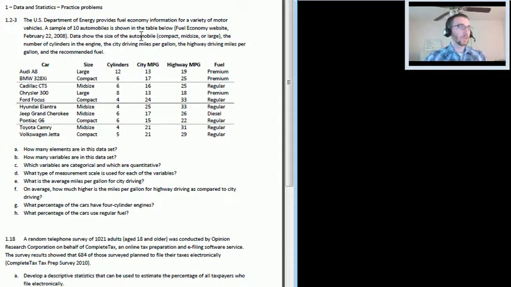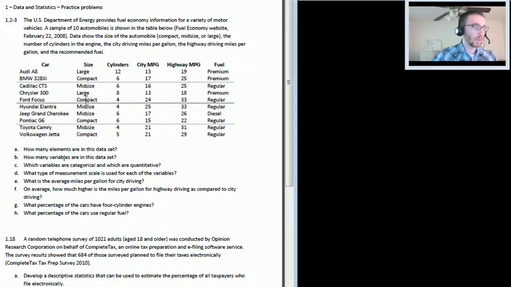The data show the size of the automobile. There are three categories: compact, mid-size, or large. The number of cylinders in the engine, the city driving miles per gallon, and the highway driving miles per gallon, as well as the recommended fuel. And then the question has a bunch of different parts. It's just asking us some information about describing the data set, talking about what features it has. So that's what we're going to look at.